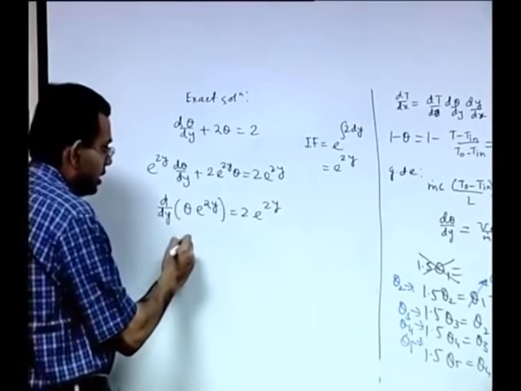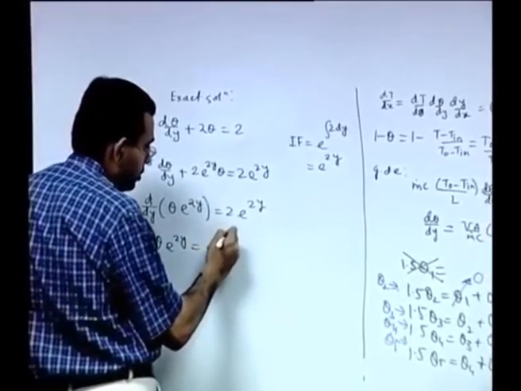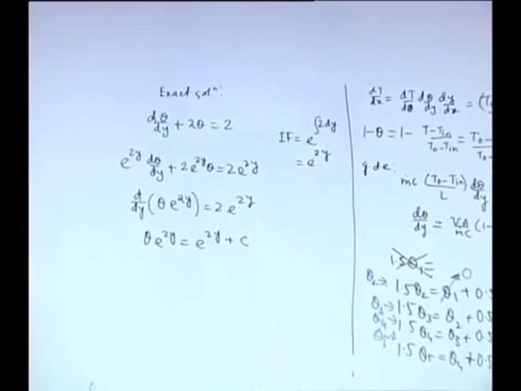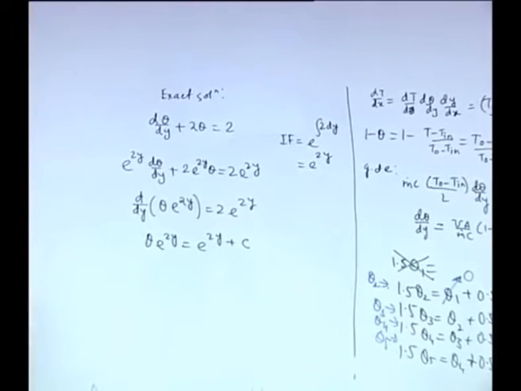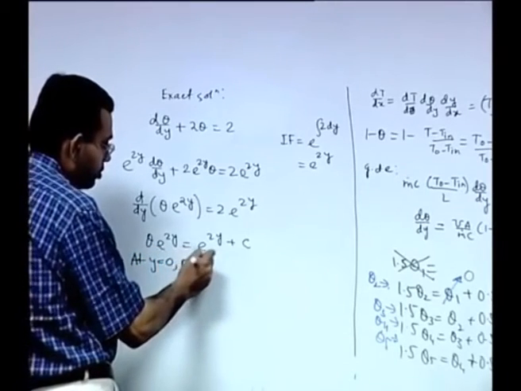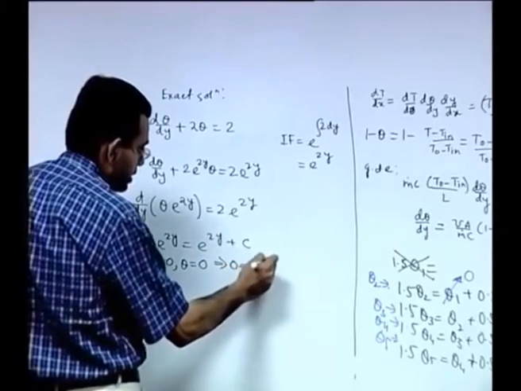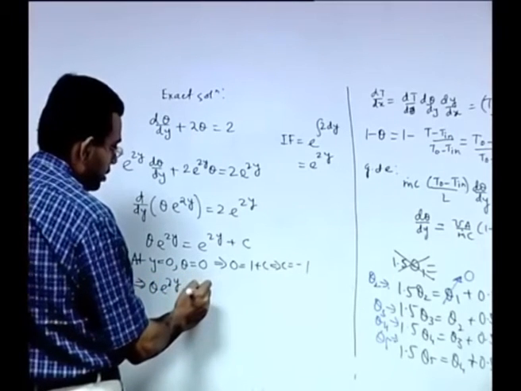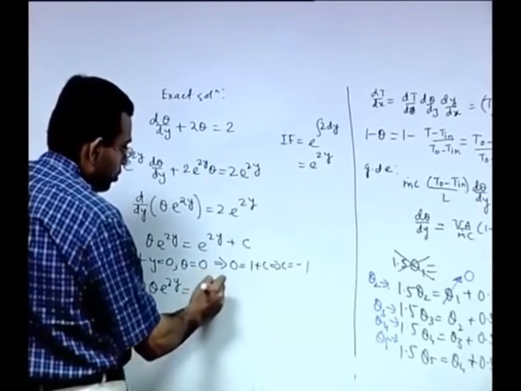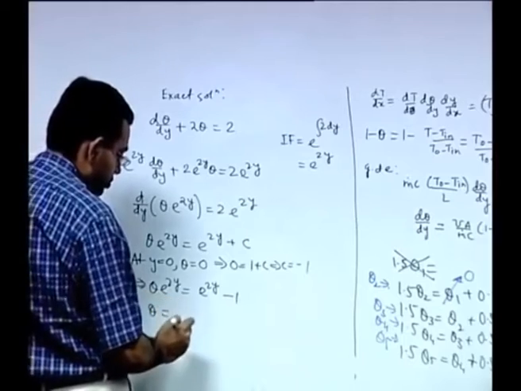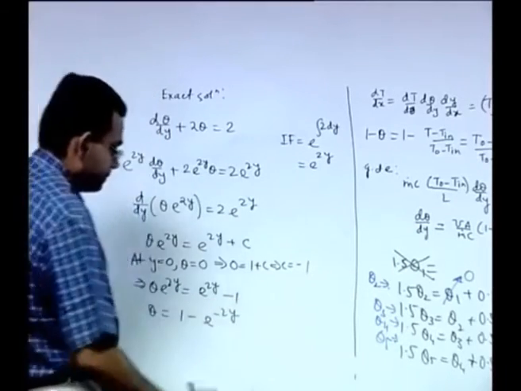If you integrate this, theta e to the power 2y is equal to e to the power 2y plus a constant of integration. So, at y equal to 0, theta equal to 0, which means 0 is equal to 1 plus c, that is c equal to minus 1. So, you have theta e to the power 2y is equal to e to the power 2y minus 1. So, theta is equal to 1 minus e to the power minus 2y.